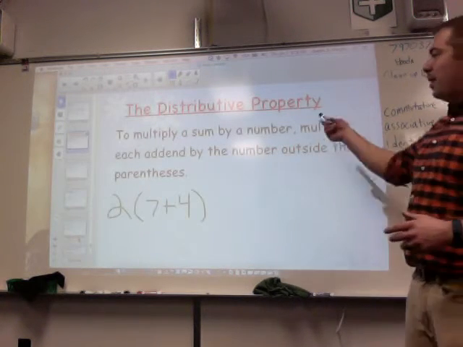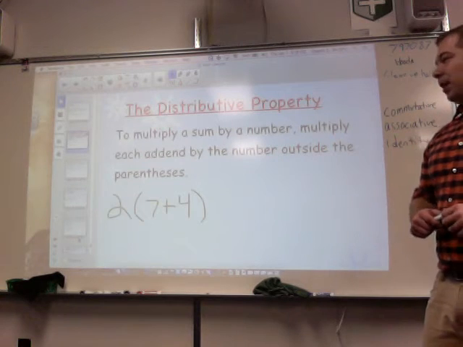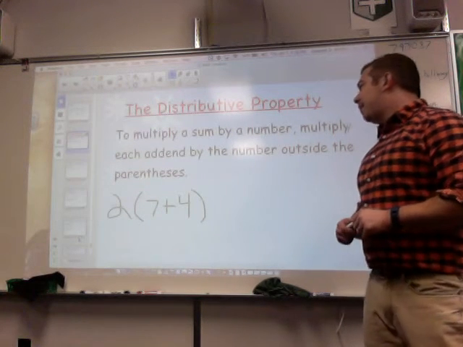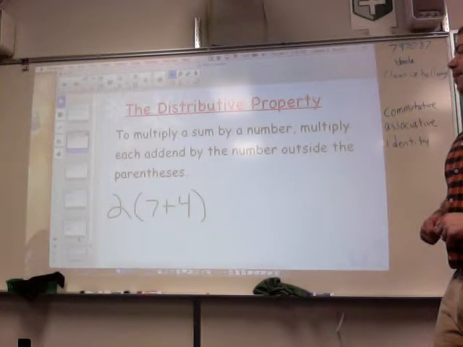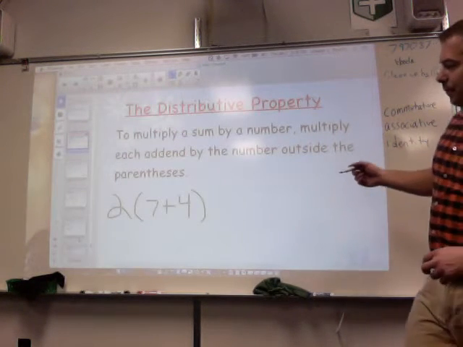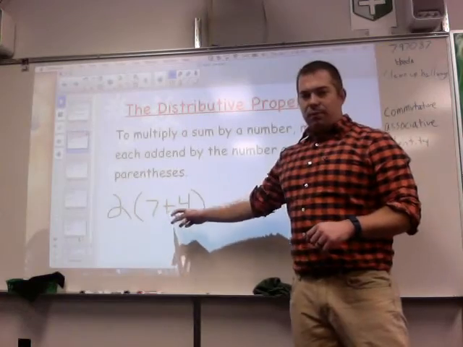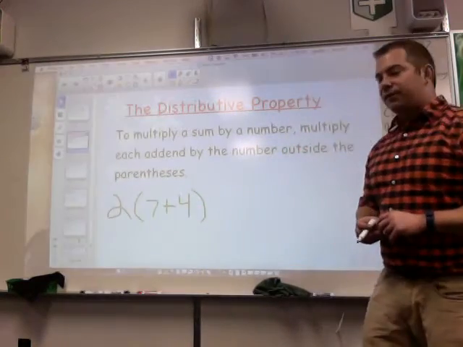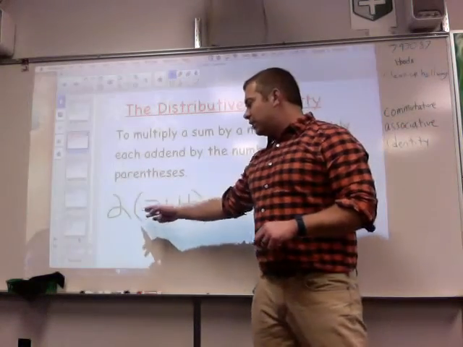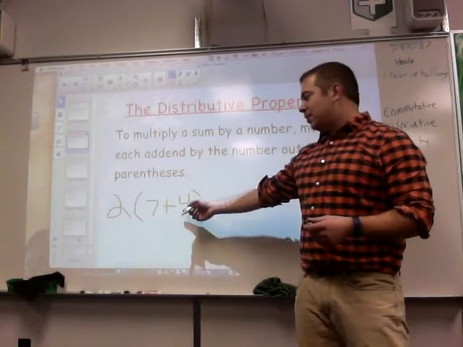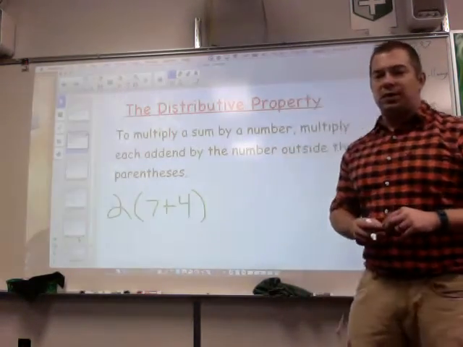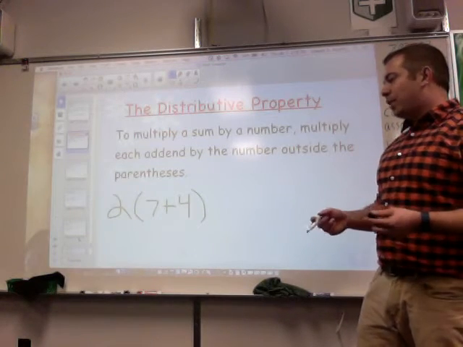All right, first of all, what is the distributive property? Well, to multiply a sum by a number, multiply each addend by the number outside the parentheses. So I have 2 parentheses 7 plus 4. So it's really 2 times whatever 7 plus 4 is. All right, and I could do that mentally. I know 7 plus 4 equals 11. 2 times 11 equals 22.